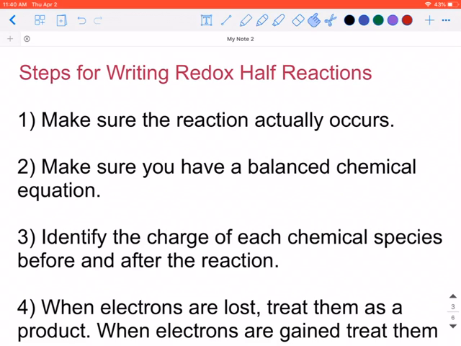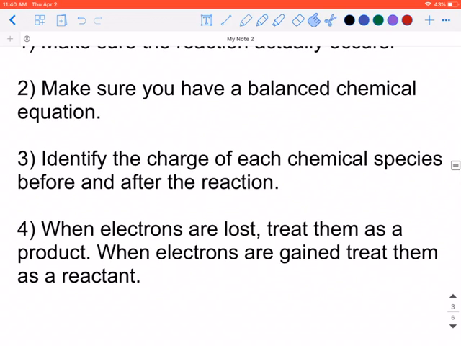And then our last thing to keep in mind as we do these half reactions is when electrons are lost, so when an atom is being oxidized, we want to treat those electrons as a product. Versus when an electron is being gained, we want to treat that as a reactant, because the atom or ion is actually taking in those electrons. So it's two things actually combining together.